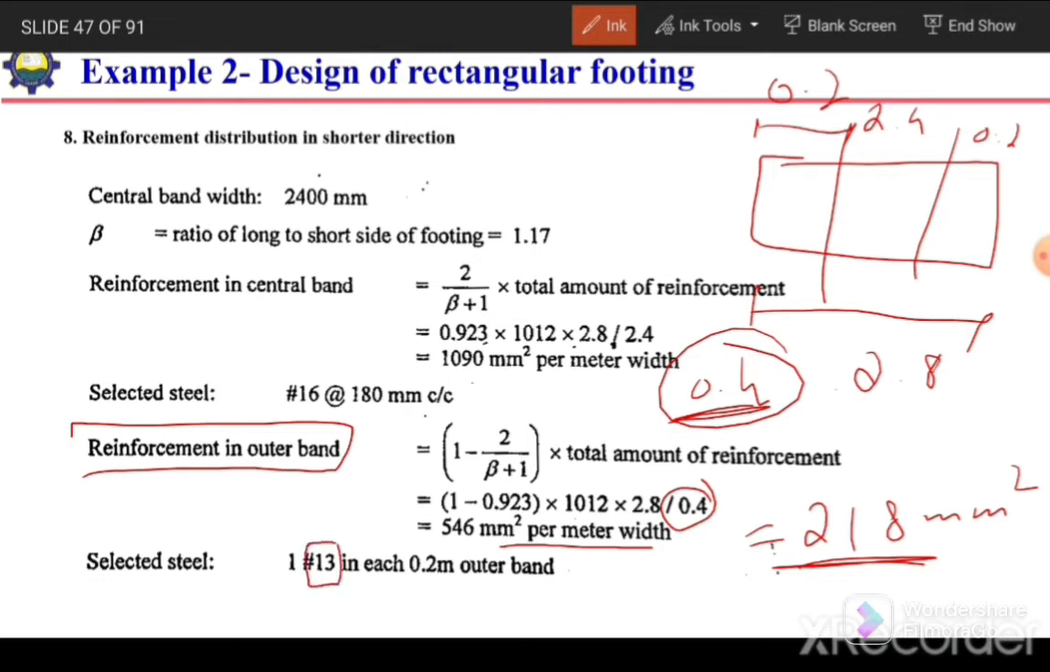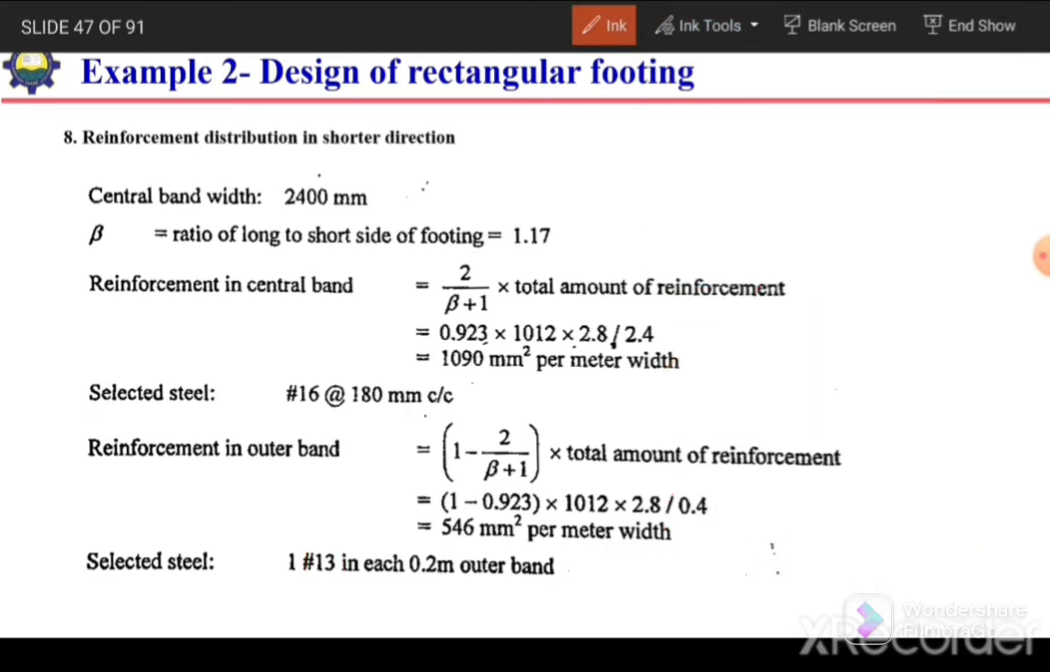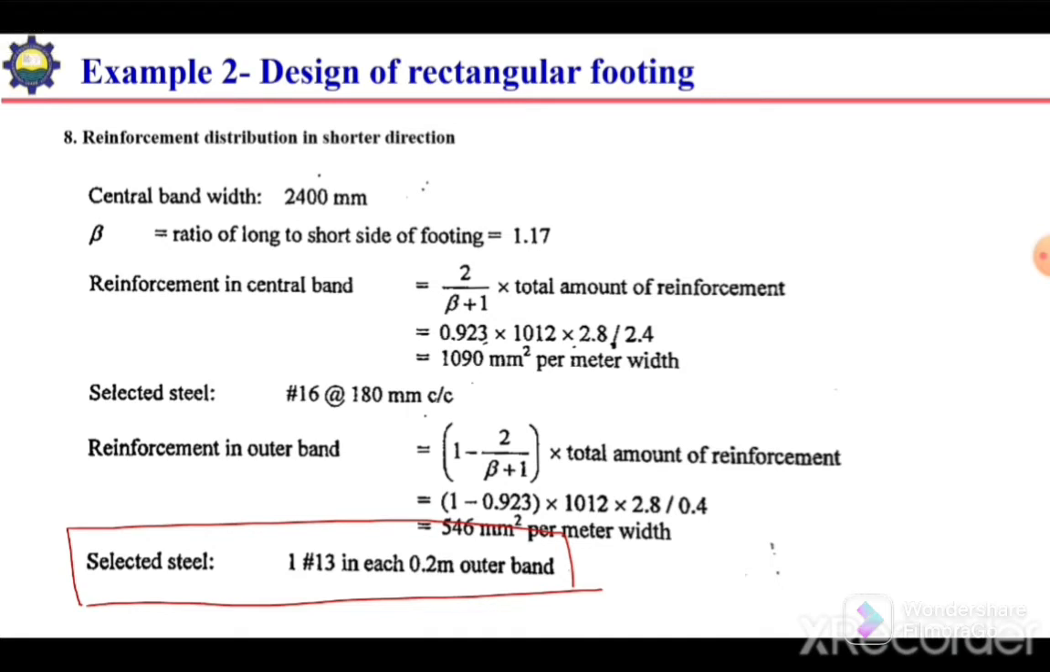For example, if we use number 13 bar, the area of a number 13 bar will be close to, I think, 120. If we divide this by 120, we get the number of bars that need to be provided. If we divide, it will be close to 2, which means we need to provide 2 bars in this width, 1 bar on this side as well as 1 bar on this side. In this way we can calculate the reinforcement to be provided in the outer bands.